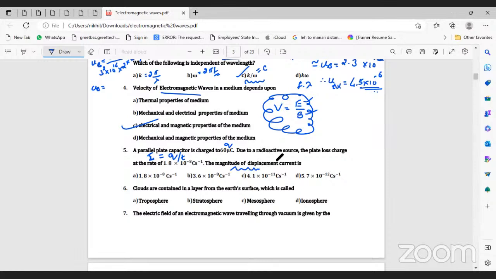What's the definition of the displacement current? Displacement current is the current due to the loss of the energy. So displacement current is nothing but basically Q by T only. Q by T is already given. That is 1.8 into 10 power minus 8 coulomb per second. So option A is the right answer.